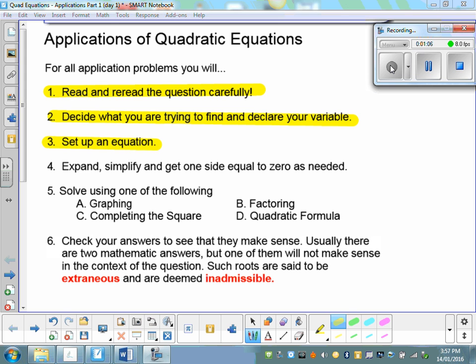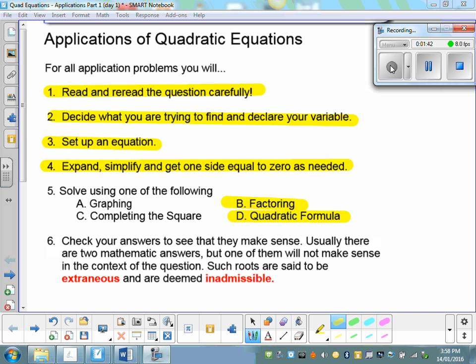So next, once we've decided what we have to find out and what the variable is, we set up the equation. Once the equation is set up, we need to get it in standard form. So we're going to expand and simplify and get one side equal to 0 as needed. And then we're going to solve that equation. In most cases, we're going to be using either the quadratic formula or factoring.